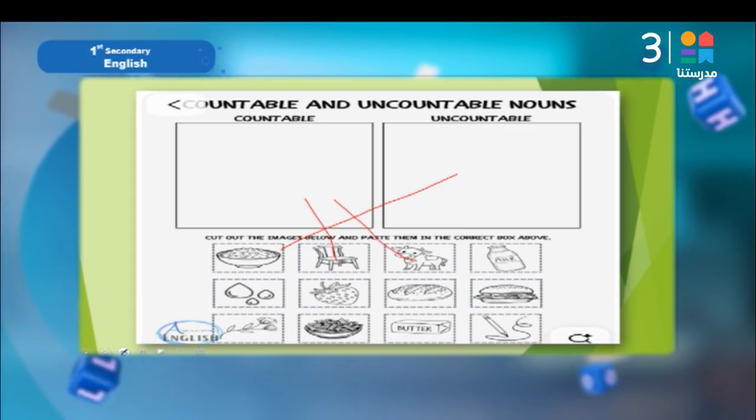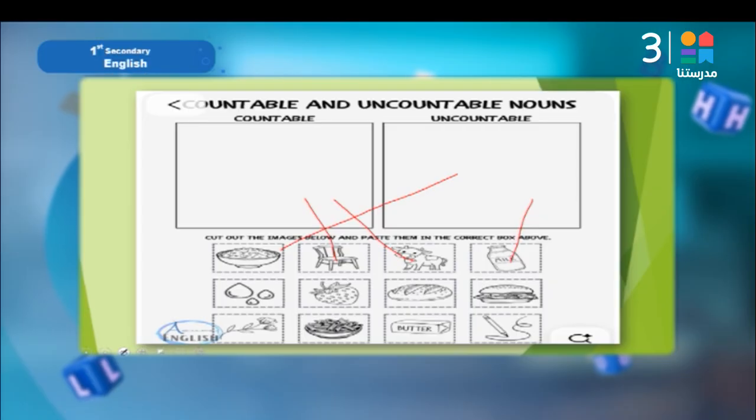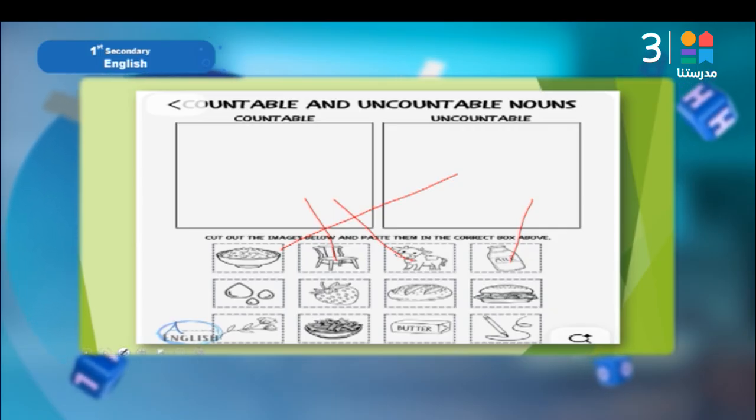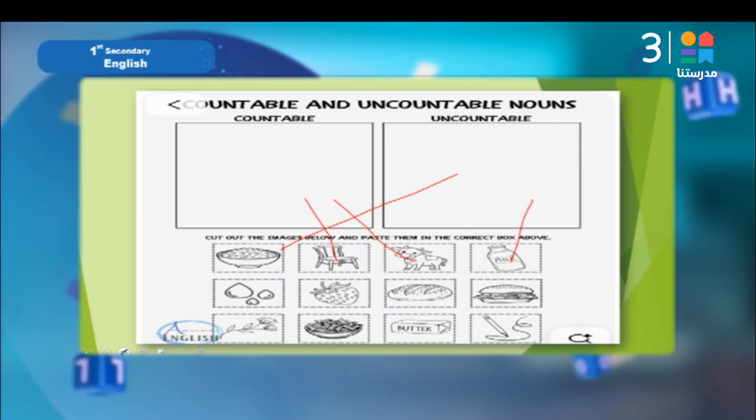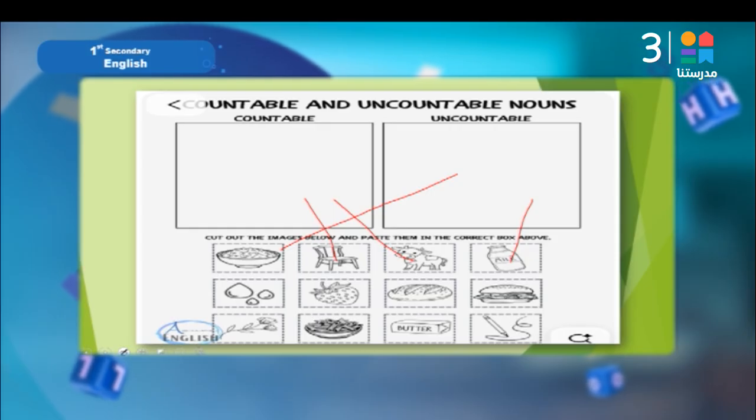What about the milk? Okay, so milk as a liquid is uncountable, but milk in a bottle is countable. What about the water? Water as a liquid is what? Is uncountable. But what about drops of water? So this is countable, of course. Strawberry is a countable noun. Strawberries. Bread is uncountable. But if I made a loaf of it, so it could be countable in this case.